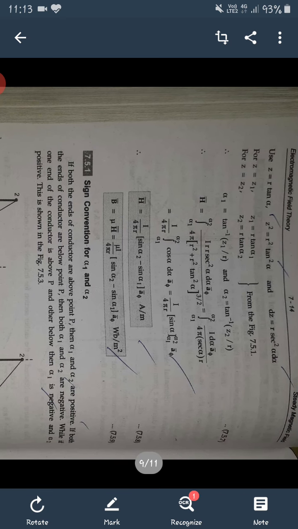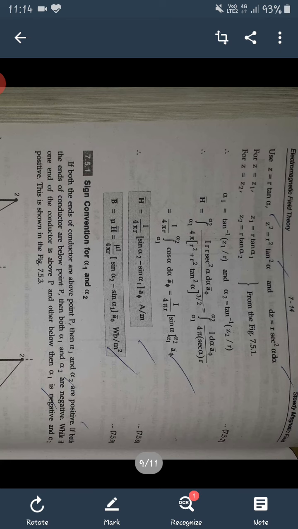Now take z equal to r tan alpha, z square equal to r square tan square alpha, and dz equal to r sec square alpha d alpha. For z equal to z1, z1 will be r tan alpha1. For z equal to z2, z2 will be r tan alpha2. Therefore alpha1 equals tan inverse z1 by r and alpha2 equals tan inverse z2 by r.